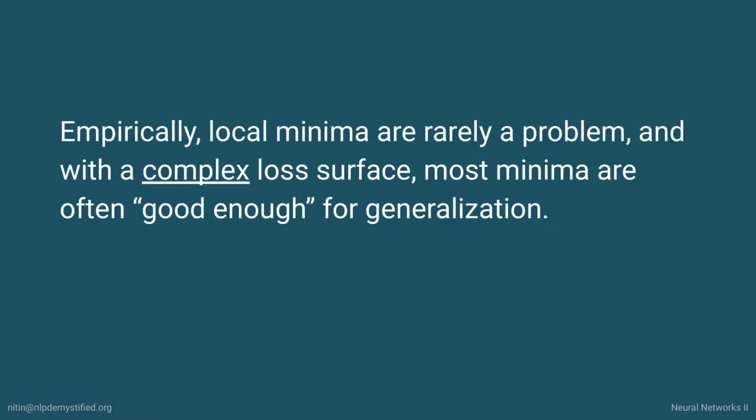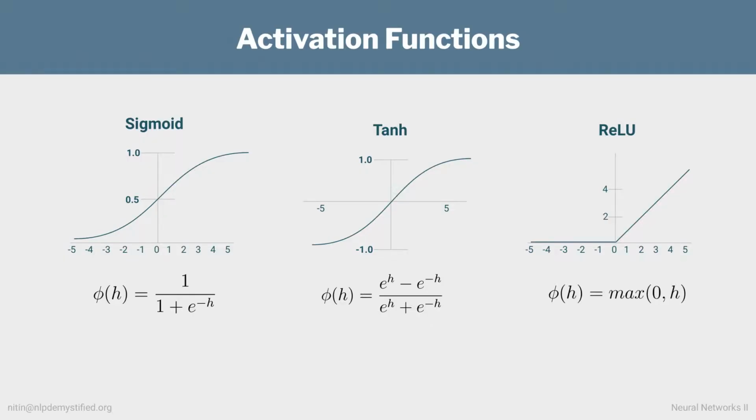The good news is that local minima in complex loss surfaces are rarely a problem, so we don't have to get to the global minimum to have an effective model. If our optimizer gets us to a decent local minimum, that's often good enough. Let's move on to activation functions. These three here, sigmoid, tanh, and relu, are the most popular ones. Let's go through them one by one.